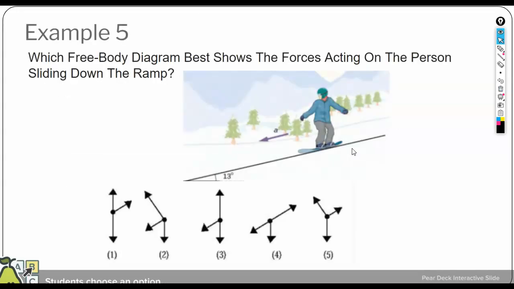Okay, and then finally, we're going to take a look at example 5. I want you to try to answer example 5 on your own, and then I will discuss the answer momentarily.